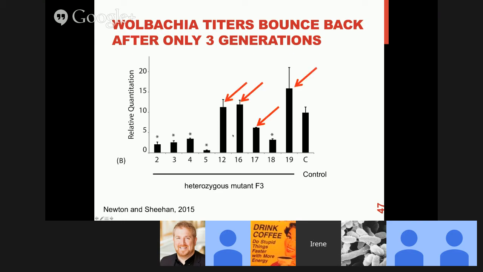But then, for 4 lines, we saw a recovery of Wolbachia back to control titer. So they are statistically indistinguishable from control at this point. So in only 3 generations of passage, these Wolbachia have figured out how to make a comeback.